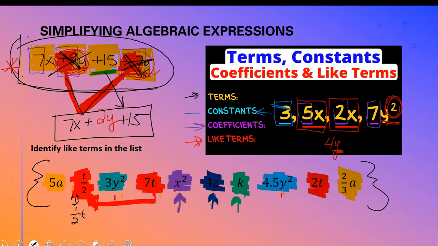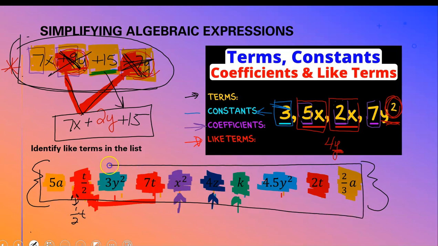Now, the cool thing about the highlighting is however many different colors we use, if we were to combine all of these terms together, that's how many different terms we would have, however many colors we used. So we would have 1, 2, 3, 4, 5, 6 terms in our final statement.